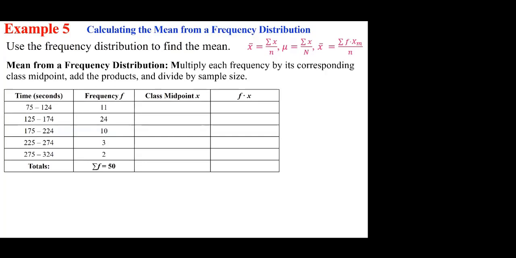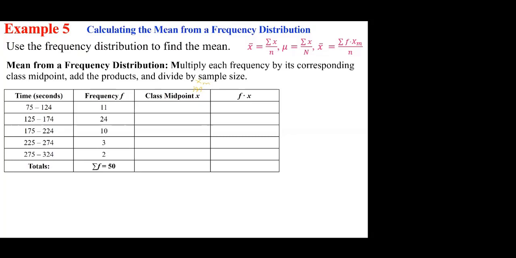Sometimes they use x, sometimes they use x sub m. Notice I am using x sub m with the formula, but if you look at the table, I have f times x. I did that on purpose, because I want you to see there are various ways, depending upon the text that you're using. They may use just x to represent the midpoint. That's why if you look at the third column, I called it class midpoint x. Sometimes they even use m to represent the midpoint, and sometimes they use x sub m. Again, I'm telling you all of that because if you come across a case where the notations are slightly different, we don't want to be confused.